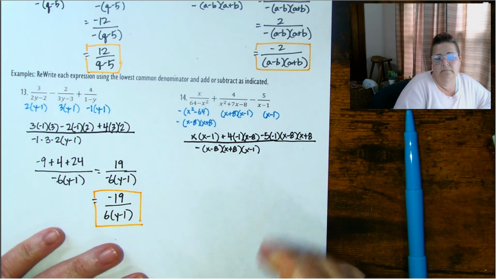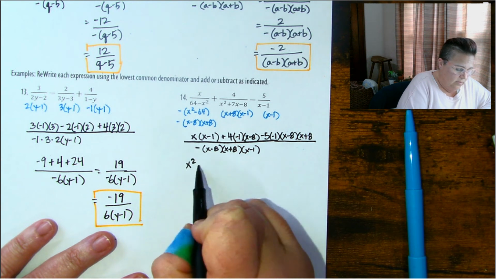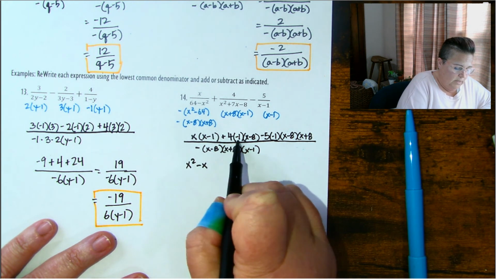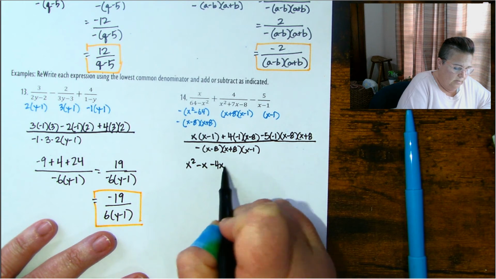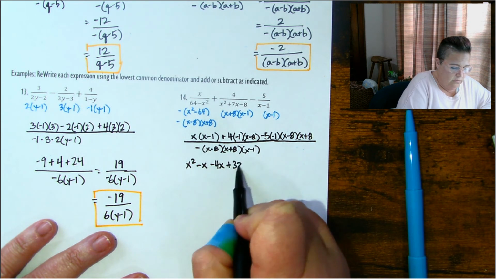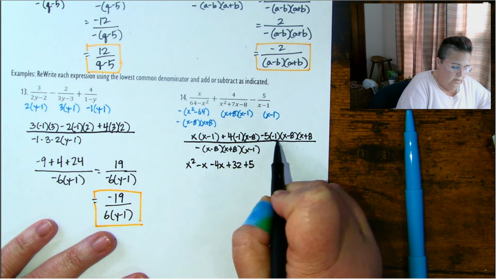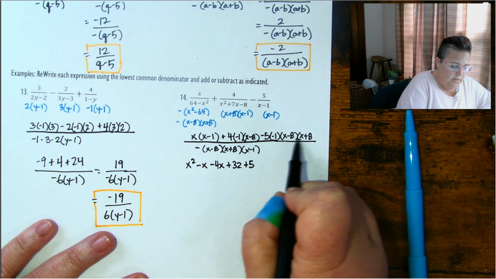Okay. Now let's simplify what we can. x times x is x squared minus x minus 4x for negative 4 times 8 plus 32 plus 5. I'm just going to do this. And then I know that this x minus 8, x plus 8 is x squared minus 64.